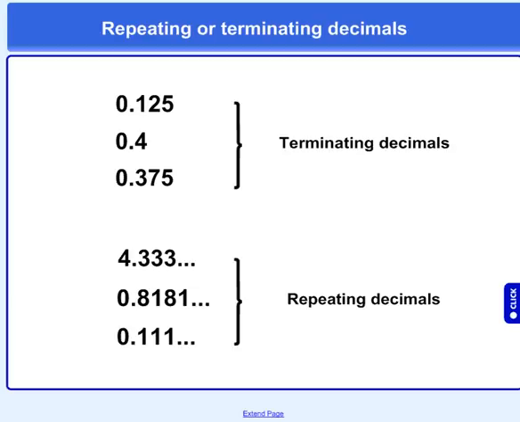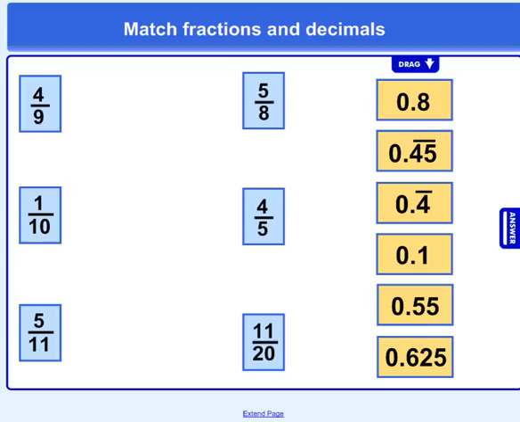Okay, so we have two kinds of decimals that we found so far. We have terminating decimals, those that end, and we have repeating decimals, those that continue. When you have a repeating decimal, remember, you put that line over the top and you put it over all the numbers that repeat. All right, why don't you take a second and match these fractions up to the decimals.